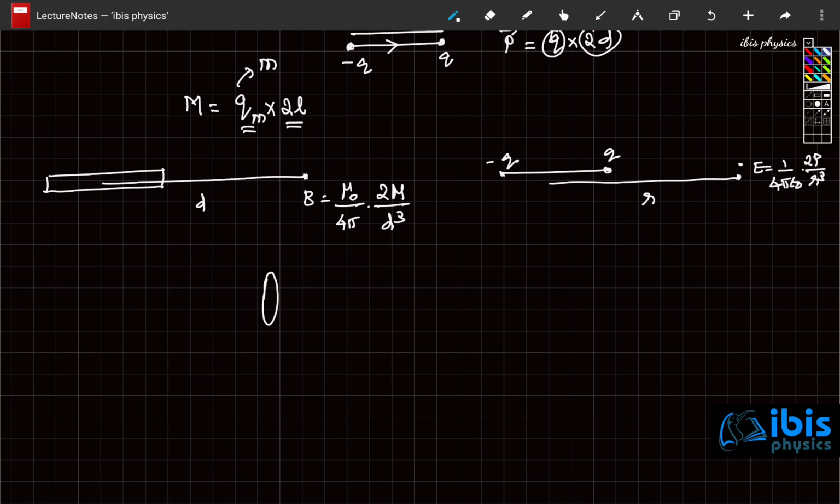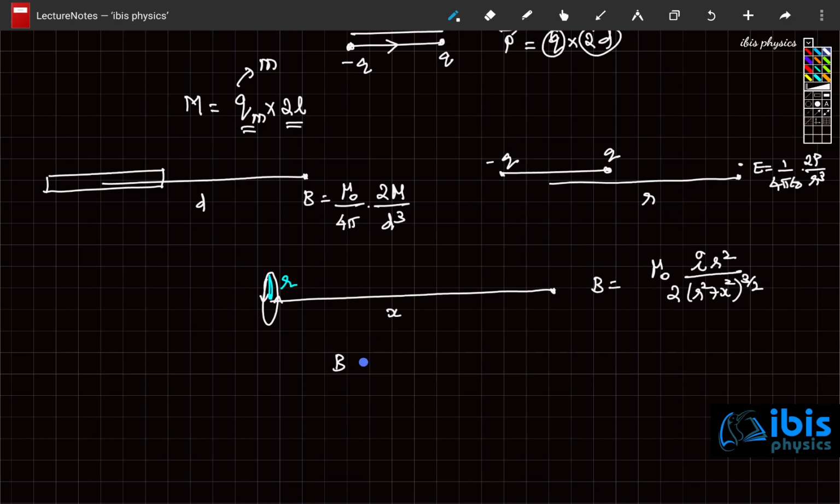In the same way, if you have a current carrying loop, at a point on its axis at a distance x, the magnetic field is written as mu naught I. Suppose the radius of this circular loop is r and this distance is x, so we'll be writing mu naught I r square divided by 2 into r square plus x square whole power 3 by 2. This is the expression of the magnetic field due to a current carrying circular loop.